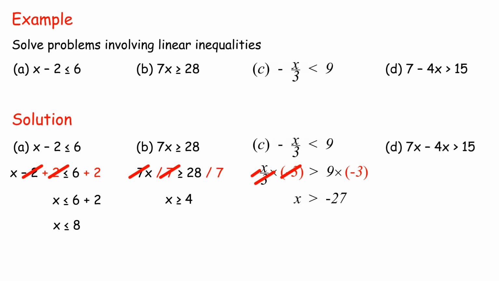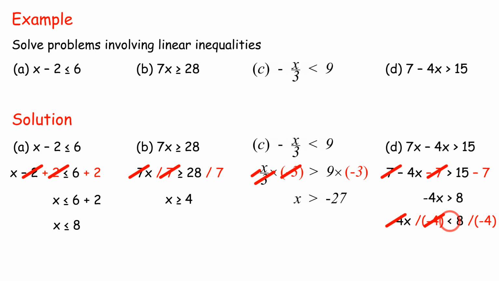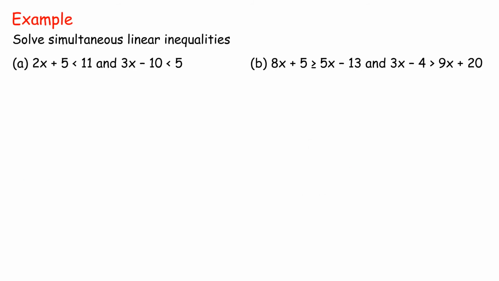D. 7x minus 4x greater than 15. Subtract 7 from both sides of the inequality. Negative 4x greater than 8. Divide both sides of the inequality by negative 4, and reverse the inequality symbol. X less than negative 2. Example: solve the following simultaneous inequalities.